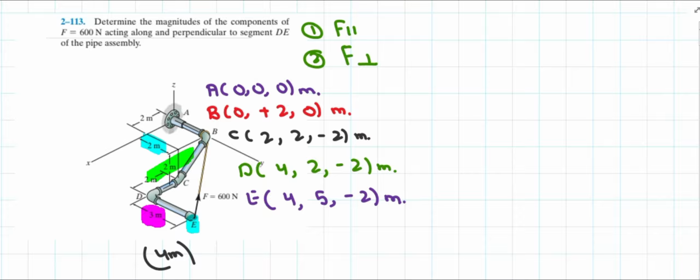Now, our first step is completed. That is, we wrote down the locations of every single point present in our diagram. And with the help of those locations, we easily find the position vectors. So without any delay, let's start.